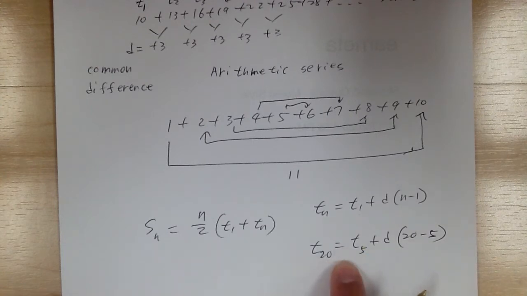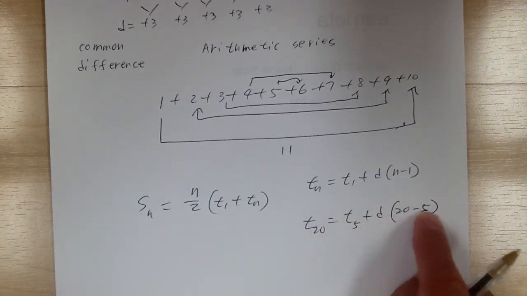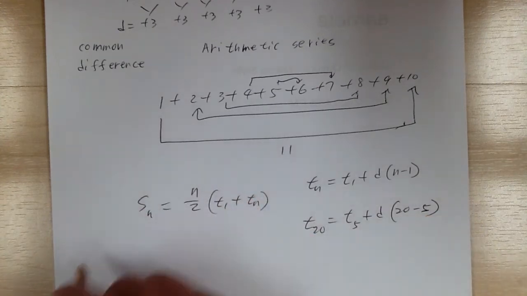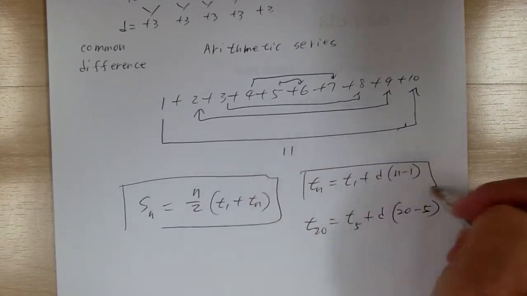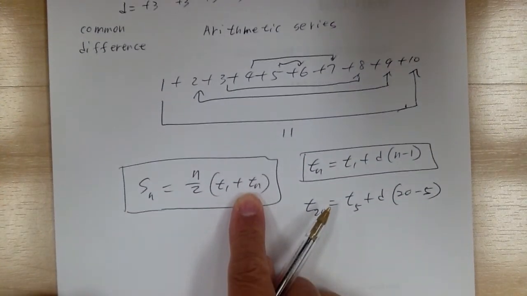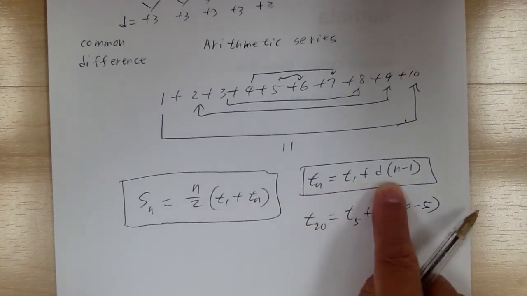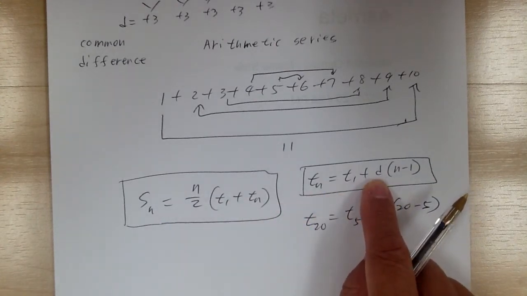So be flexible with this formula. Whatever terms you're using, that's what you use to find the gap between the two. So these are the two formulas that you need. Whenever you deal with a sum, this is your sum equation, and this will be the equation for everything else. So you have one equation for sum and one equation for everything else.